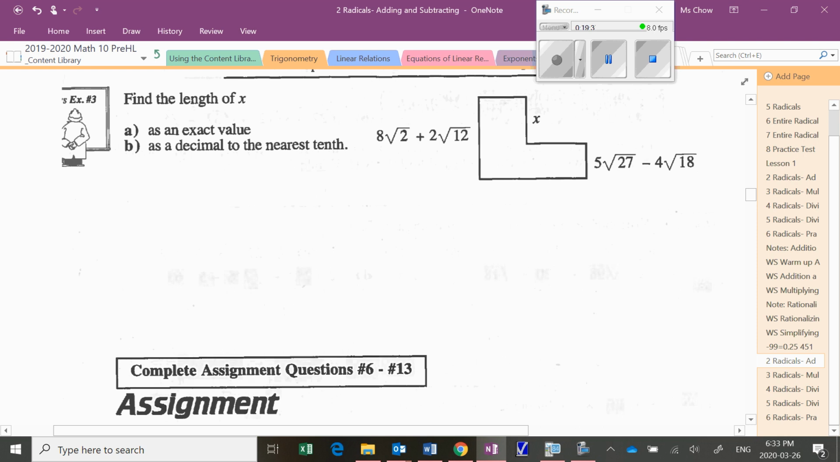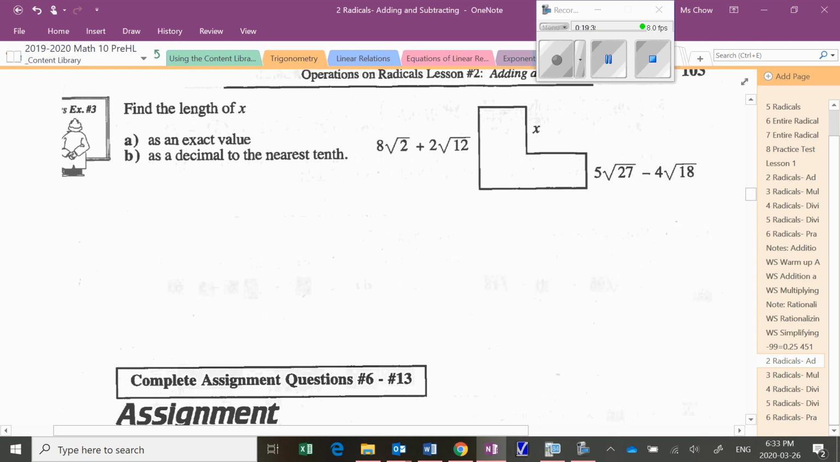Okay, let's take a look at class example number 3 then. So it says find the length of x, first as an exact value and then as a decimal to the nearest tenth. So as an exact value, we're looking at keeping it in radical form. So the first thing that we want to do is to simplify those radicals.